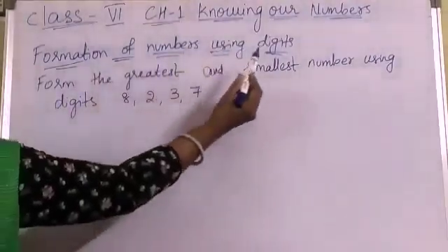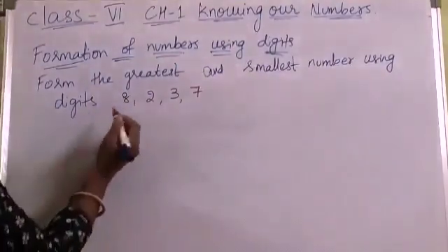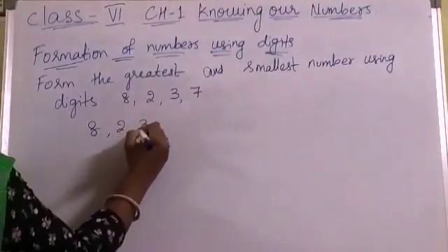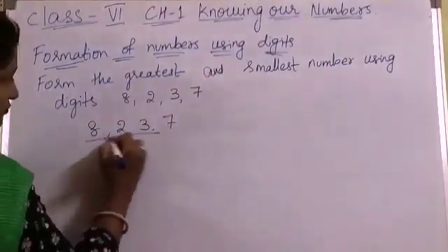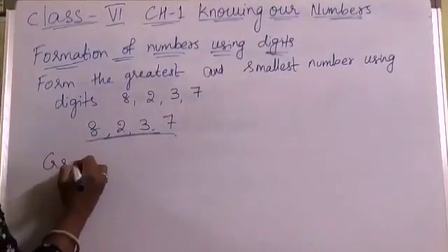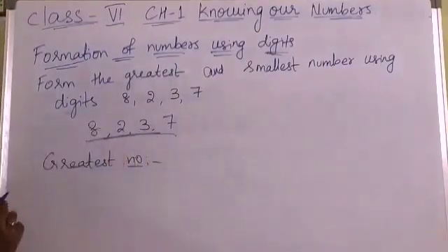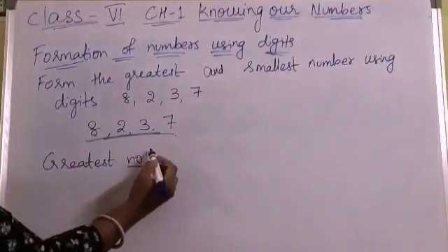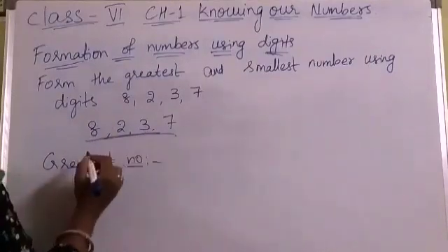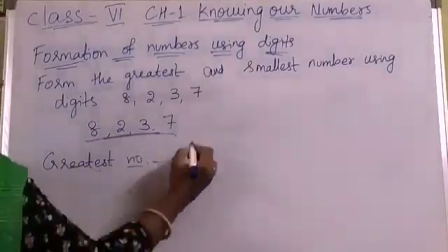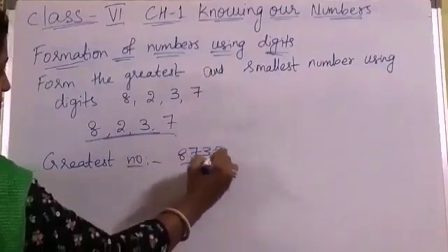Next, formation of numbers using digits. Form the greatest and the smallest number using the digits 8, 2, 3, 7. They are asking you to write the greatest and the smallest number using these 4 digits. First we will write the greatest number. To form the greatest number, the largest digit should be placed at the leftmost place. Which is the largest digit here? 8. The next largest is 7. Next is 3. Next is 2. This is the largest number formed.